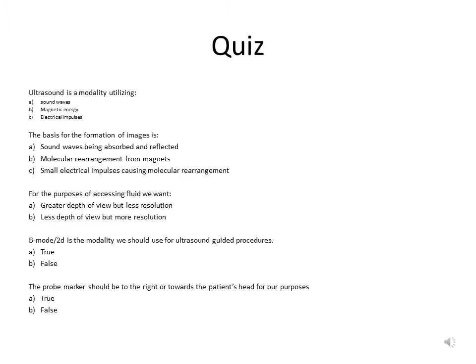Right now we're looking at a short quiz which goes over some of the basics of ultrasound and using the ultrasound, so I'm going to let you read that for just a minute or two and then we'll go over the answers.